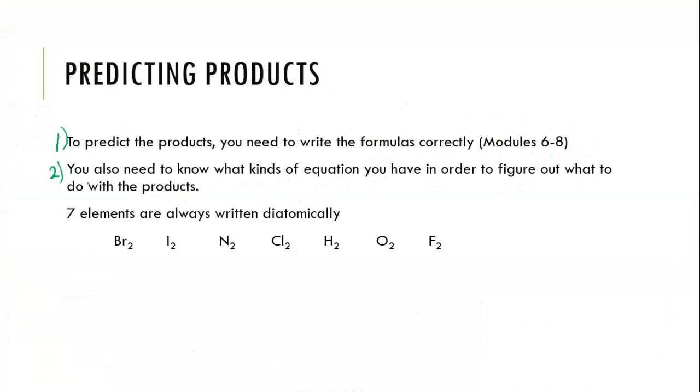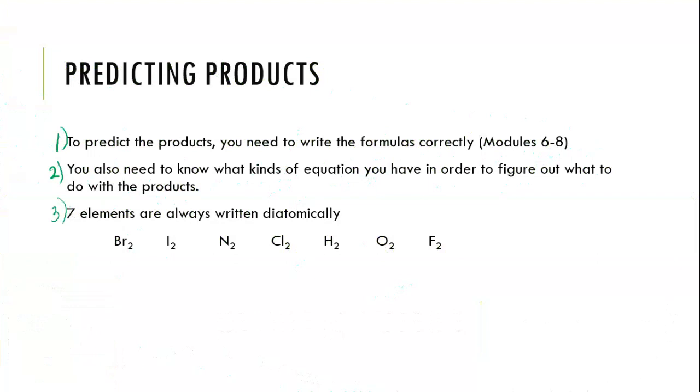The second thing that you're going to need to know is the kind of equation that you are dealing with. That's what we did in lesson 1, whether it's a single replacement, a double replacement, a synthesis, a decomposition, or combustion. And you also have to remember Brinkelhoff. You have to remember the 7 diatomic elements, because that's quite necessary to getting this done correctly.